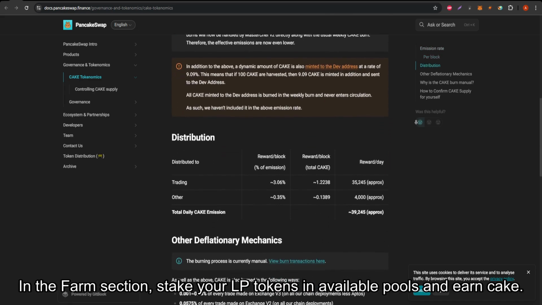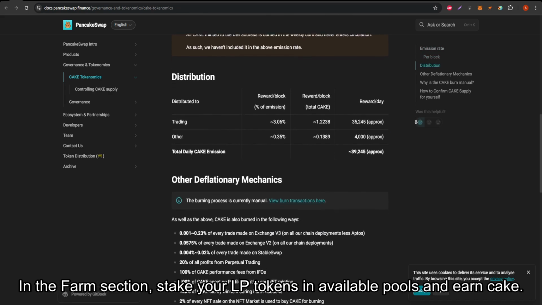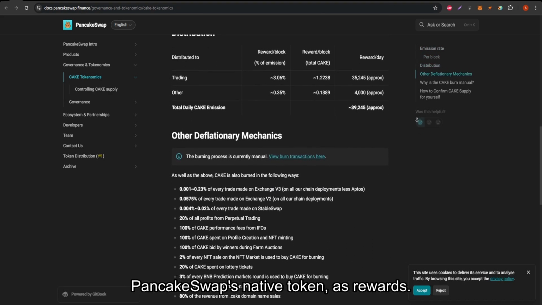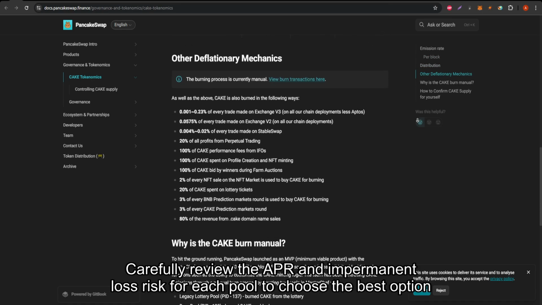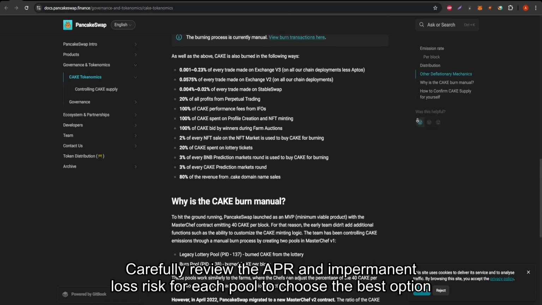In the Farm section, stake your LP tokens in available pools and earn Cake, PancakeSwap's native token, as rewards. Carefully review the APR and impermanent loss risk for each pool to choose the best option.